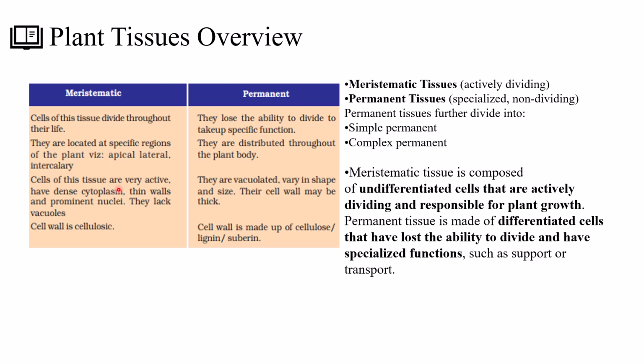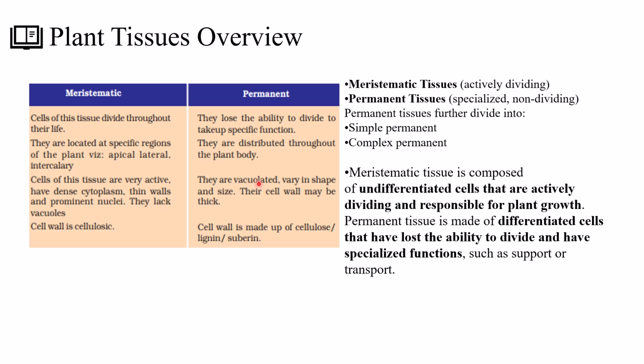Cells of meristematic tissue are very active. They grow intensely. They have dense cytoplasm, thin walls and prominent nuclei. They lack vacuoles. I'll tell you why they lack vacuoles: when they grow rapidly, they do not have to store anything, and vacuoles store food. That is why they have no vacuoles.